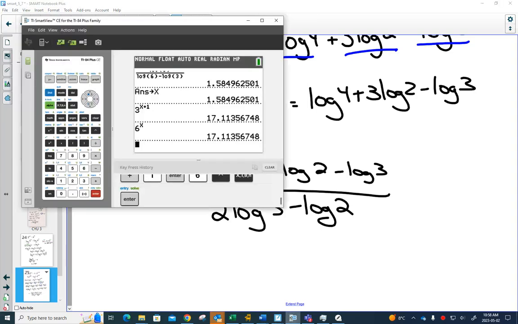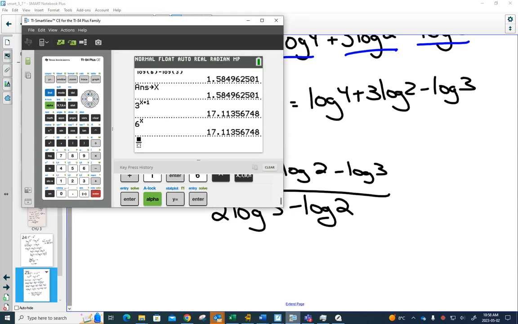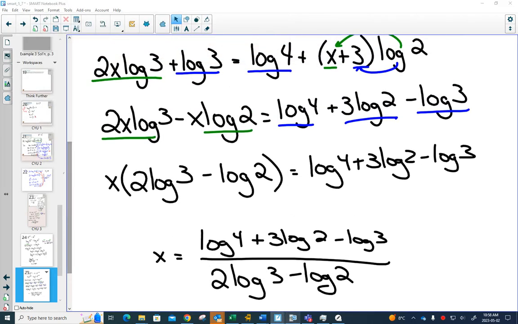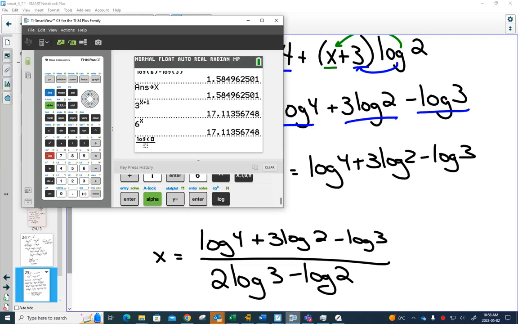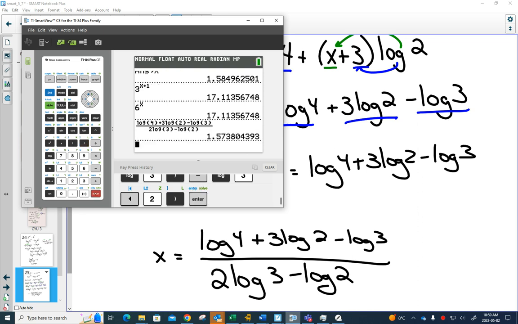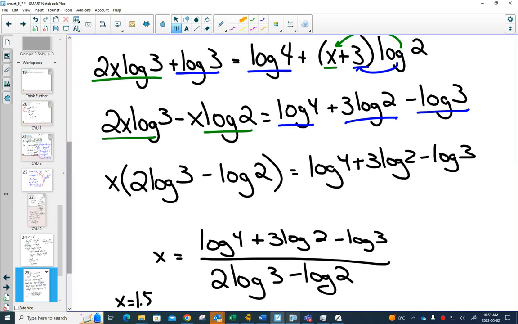So I'm going to go to my calculator. Scroll up. See it? I have log of 4 plus 3 log 2 minus log 3 all over 2 log 3 minus log 2. Push enter, and I get 1.574 to 3 decimal places.